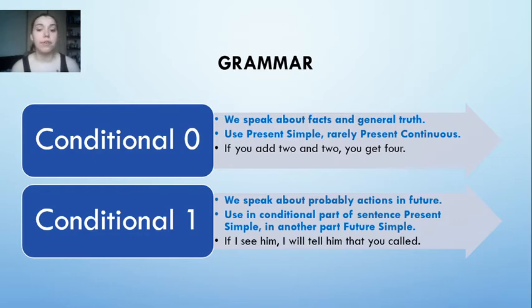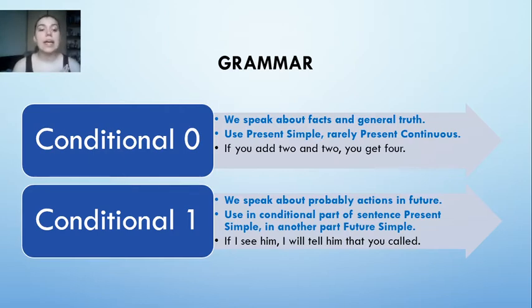For example, if you add 2 and 2, you get 4. So it's normal, yeah? Or if the water boils, that means that its temperature is 100 degrees. Something like this, yeah? So it's very clear. That conditional we use mostly to describe some natural effects or even formulas in math or some rules. It's just a very basic thing.